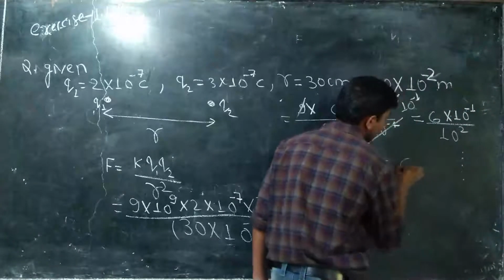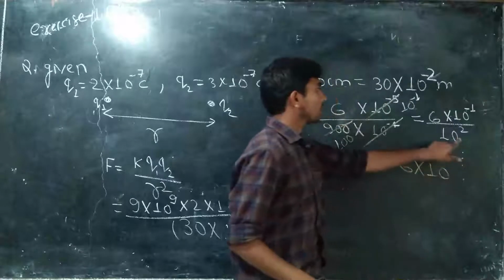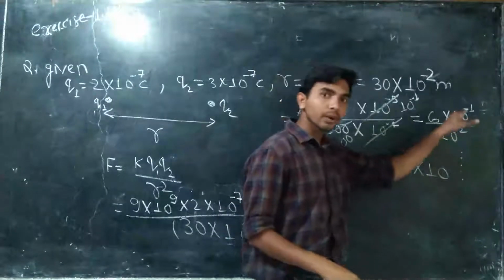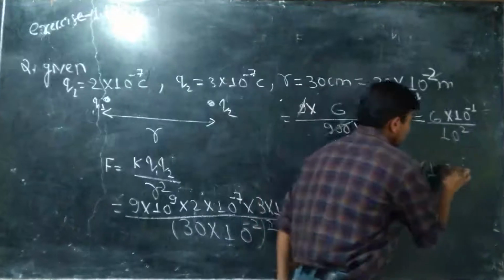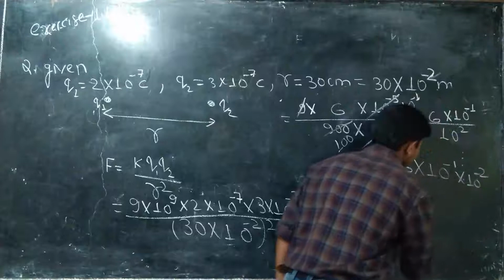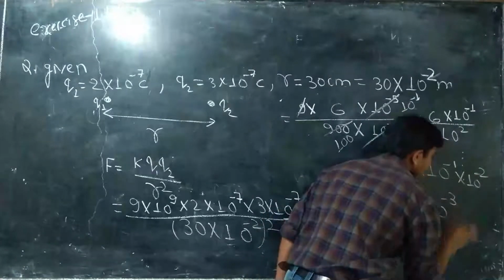So in next step we can write 6 into 10 to the power. If I am bringing this one upside, right? Power becomes negative, right? So it becomes minus 1 into 10 to the power minus 2. So finally we can write 6 into 10 to the power minus 3, right?